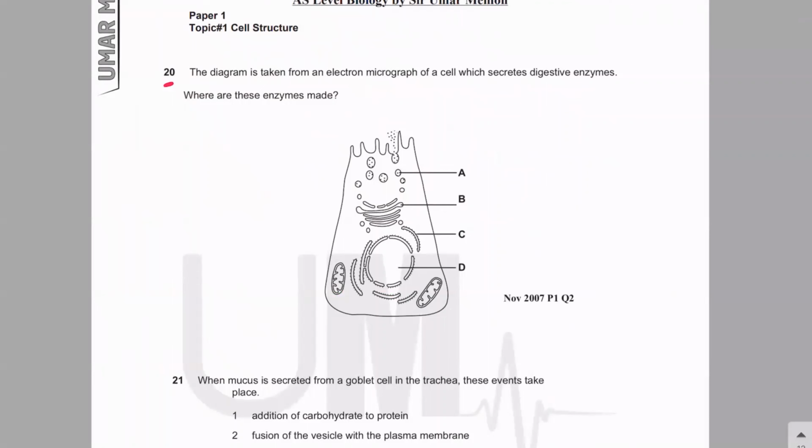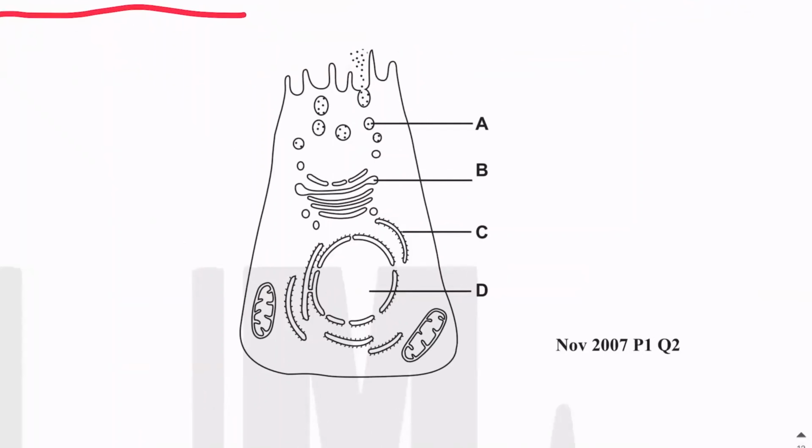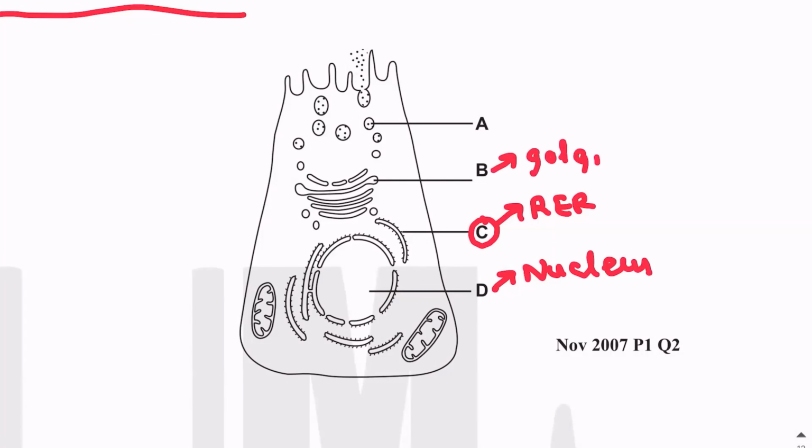The diagram is taken from an electron micrograph of a cell which secretes digestive enzymes. Where are these enzymes made? So what do you think where the digestive enzymes are made? Digestive enzymes are proteins, and proteins are made in the ribosomes, or we can say rough endoplasmic reticulum. So what do you think should be the answer? It should be C, because C is rough endoplasmic reticulum. What is D? Nucleus. What is B? Golgi apparatus. And what do you think is A? A is basically secretory vesicle, right? Which is getting secreted out of the cell.